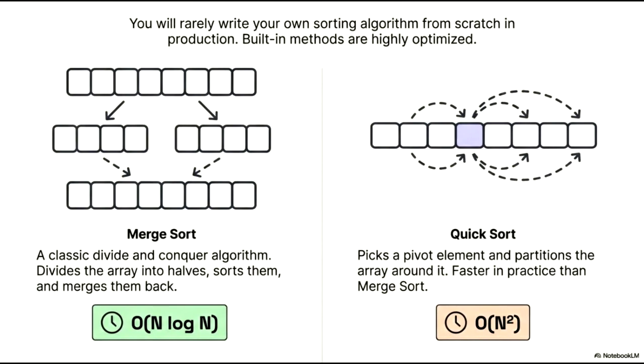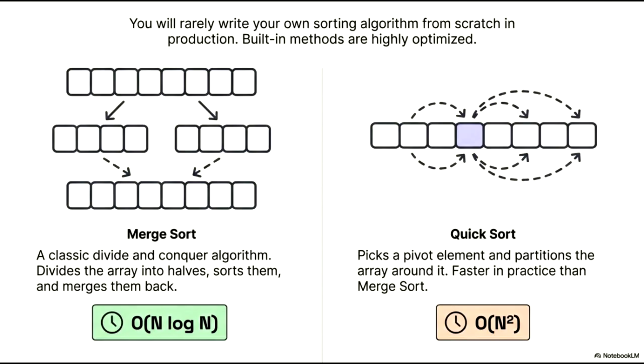While you will rarely need to write a sorting algorithm from scratch in a production environment due to highly optimized built-in methods, understanding the mechanics of these fundamental algorithms is essential. On the left, we have merge sort, a definitive example of the divide and conquer paradigm. It functions by recursively splitting an array into halves, sorting those subarrays, and then merging them back together. Its primary advantage is a guaranteed time complexity of O of n log n, providing predictable performance even with large datasets.